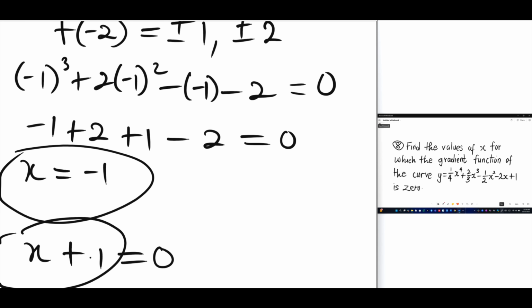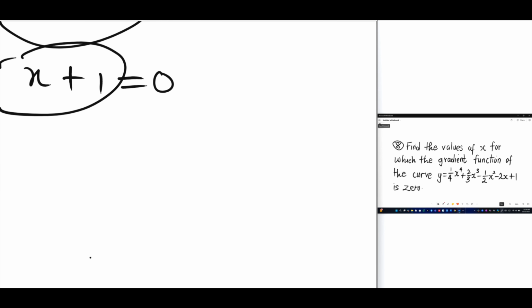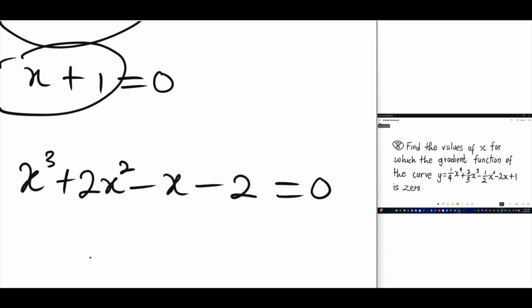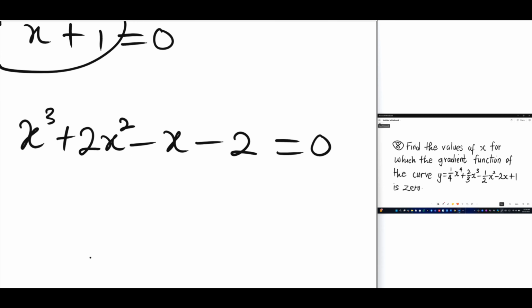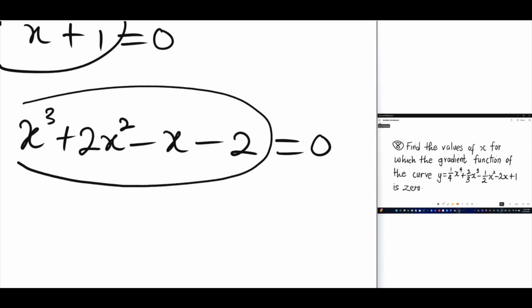All right. Now we have the cubic equation to be x cubed plus 2x squared minus x minus 2 equal to 0. All right. So you pick just the expression part. All right.